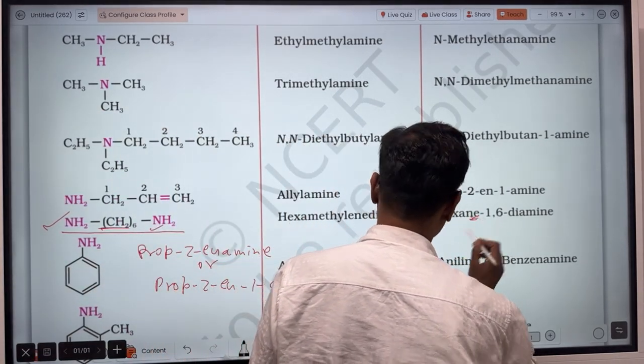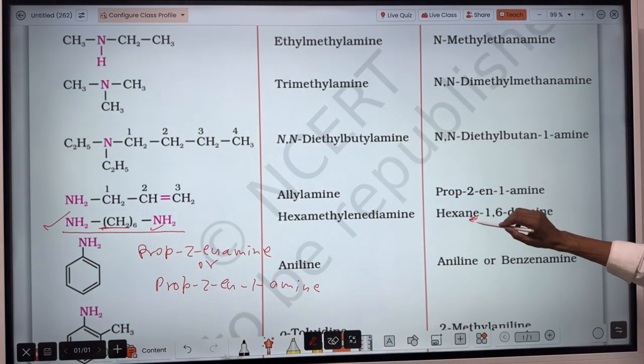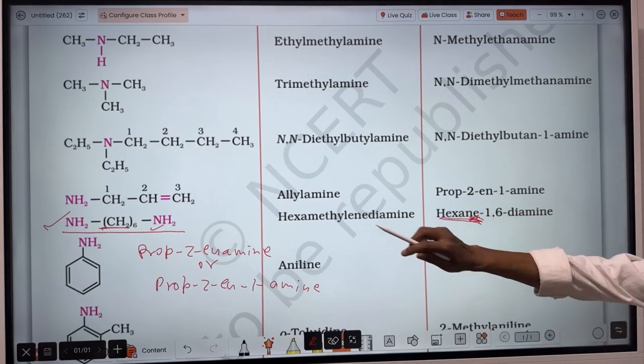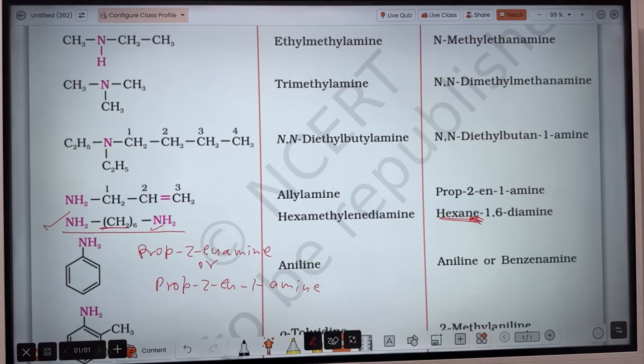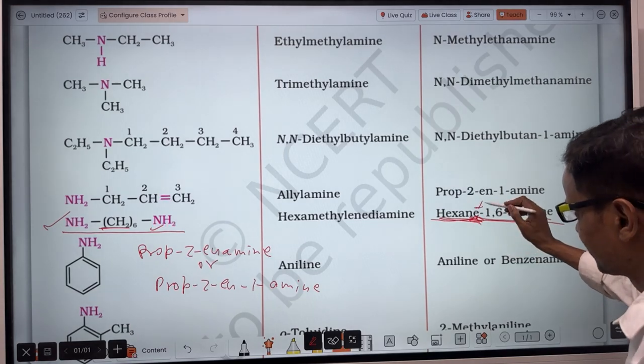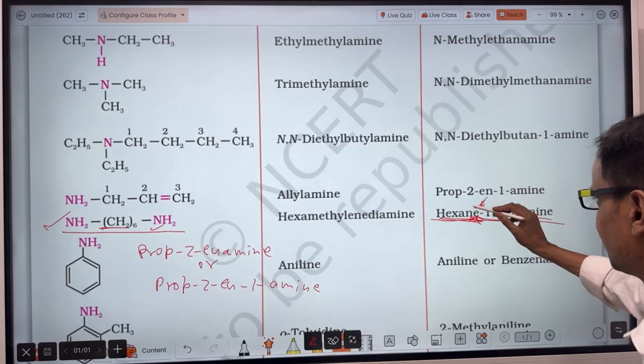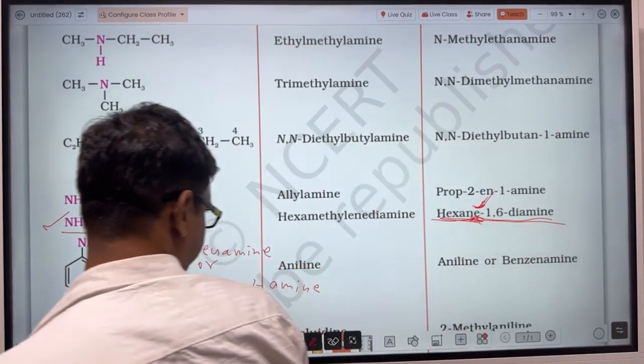Watch out here. Be careful. The e has been retained because there are 2 amino groups in the compound. And the main chain is of 6 carbons, so hexane, and one amino group is at first position and the second amino group is at 6th position. So that's why it is written 1,6-diamine. So the name of the compound is hexane-1,6-diamine. Be careful here. Since 2 amino groups are there, the e has been retained here.